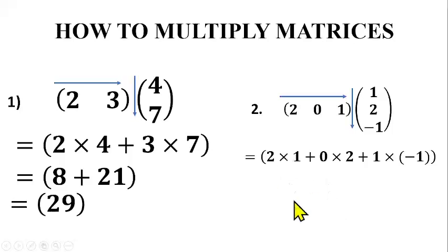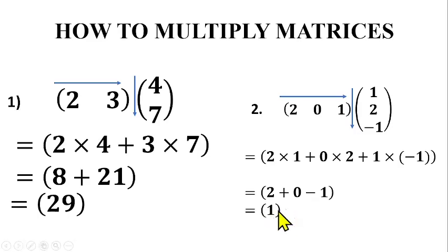If you simplify that, that will give us 2 plus 0 minus 1. So 2 plus 0 is 2, minus 1, that will give us 1. So when I multiply this matrix by this matrix, it gives me this matrix, which is 1.